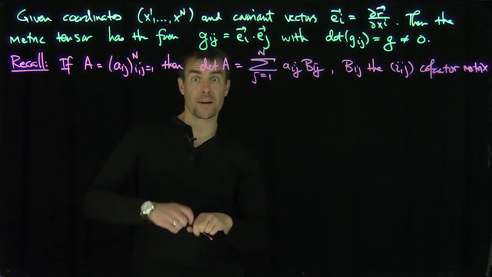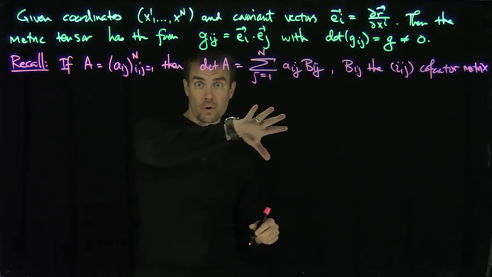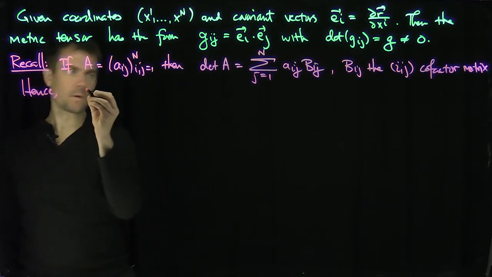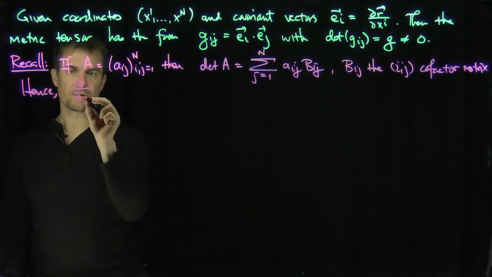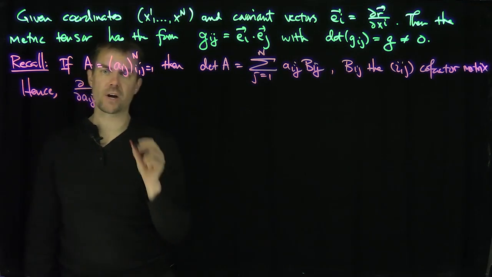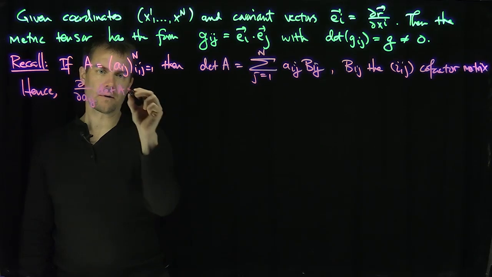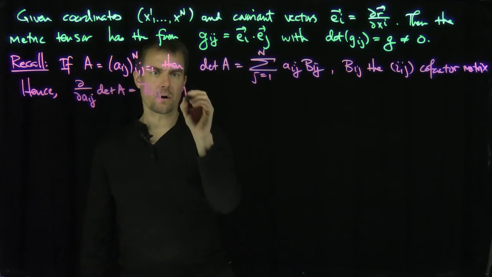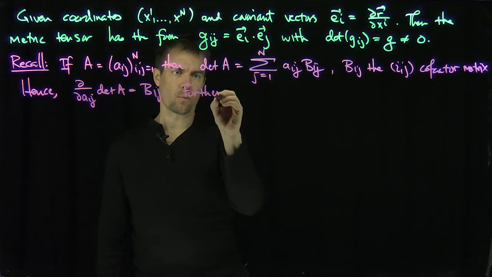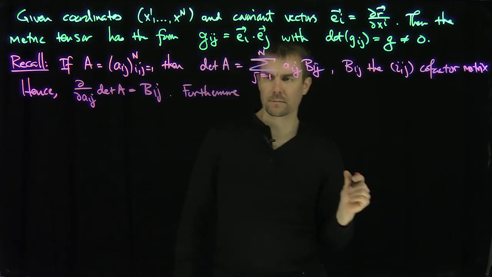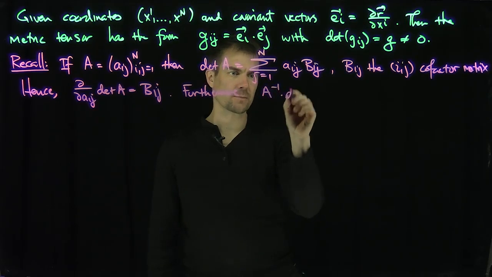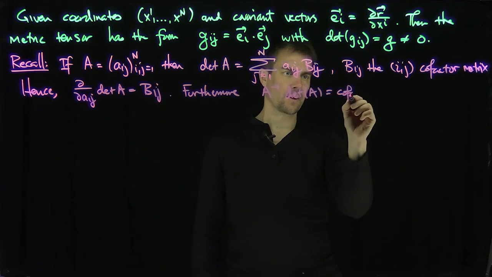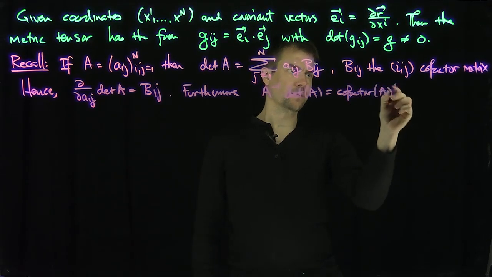But this gives me a nice result because it says if I differentiate the determinant of A with respect to any fixed coordinate, I get the cofactor, right? Hence, if I do the derivative with respect to A_ij for any fixed i and j of the determinant of A, I get B_ij. And furthermore, I know that A inverse times the determinant of A, when it's invertible, has to be equal to the cofactor matrix of A transpose, okay?